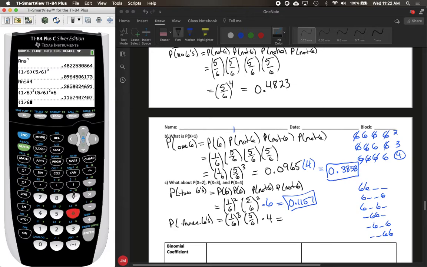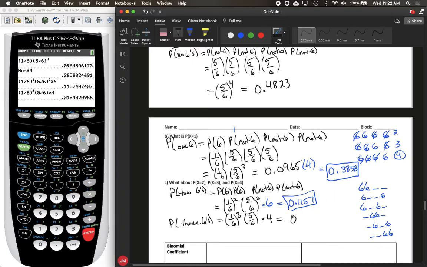So again, let's type that into our calculator. 1 over 6 to the third power this time, multiplied by 5 out of 6, multiplied by 4. And that's going to give us a probability of 0.0154. Let me go ahead and get that decimal in the right place. Okay. Cool. So really we just have one last scenario that could possibly happen, which is the probability that all 4 are 6s. So the probability that you get all 6s, that means that now that 1 out of 6 chance you need to have happen all 4 times.